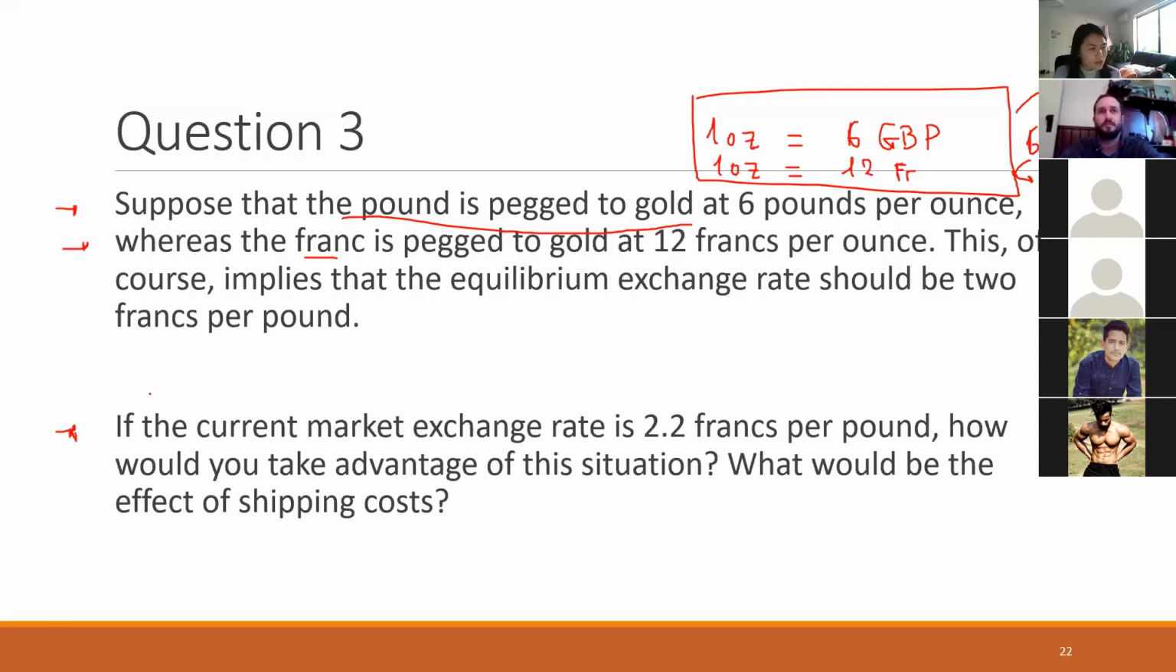Now, suppose that in the current foreign exchange market, £1 is actually traded at 2.2 francs, okay? So 2 francs is the value of the pound in terms of the franc as implied by the gold standard, and this is what the market is currently trading at. So in the market, if I have £1, I can actually trade it for 2.2 francs, okay? So the questions here are, number one, how would I take advantage of this situation? And number two, what would be the effect of shipping costs on my trading strategy?